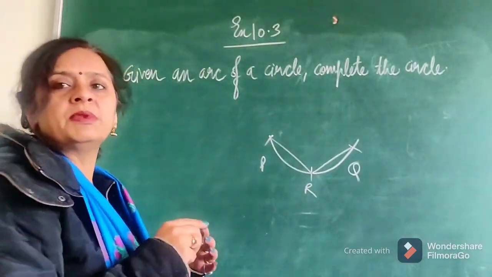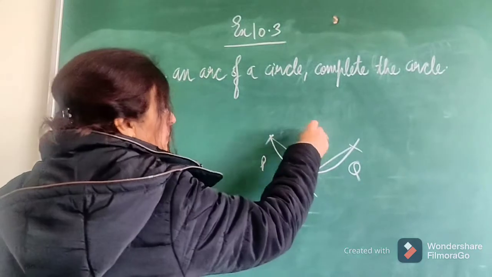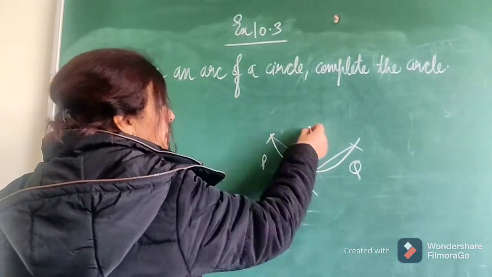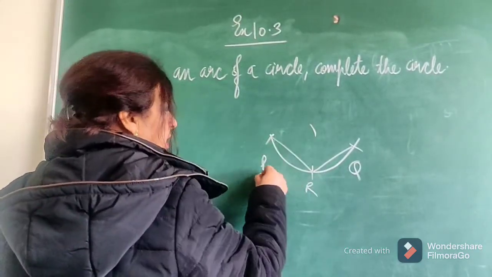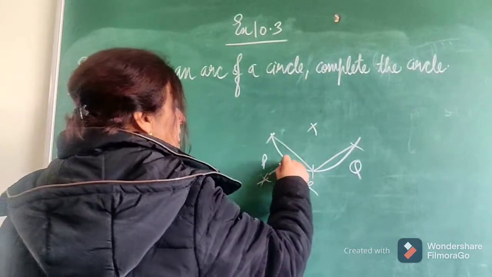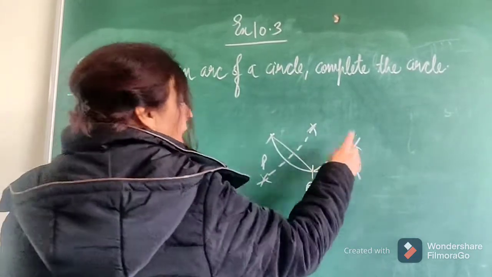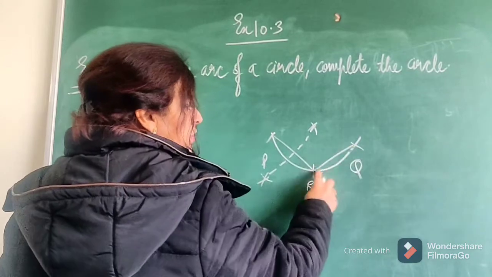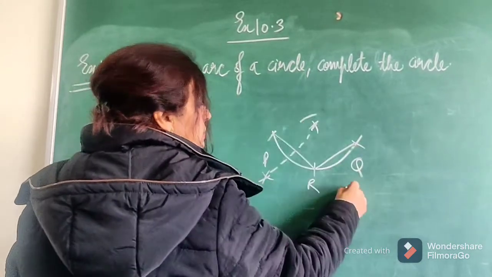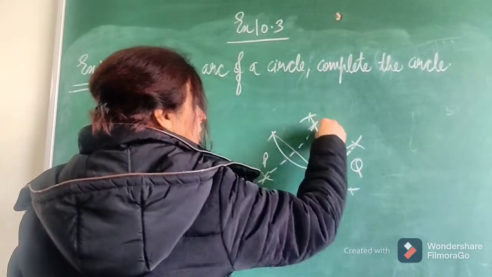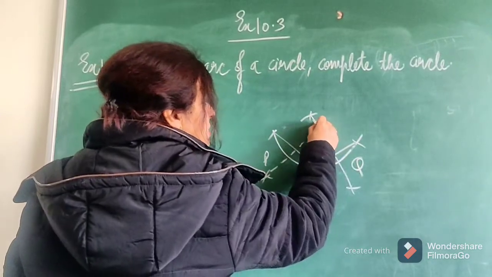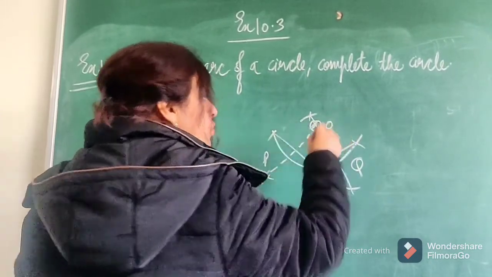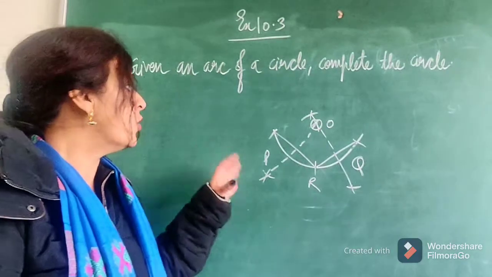As we have done in the previous theorem, let's find the perpendicular bisector of PR by using the compass. One arc here, this is the second arc, and this is your perpendicular bisector. Similarly, find the perpendicular bisector of RQ. Wherever they meet, that point is O, the center.